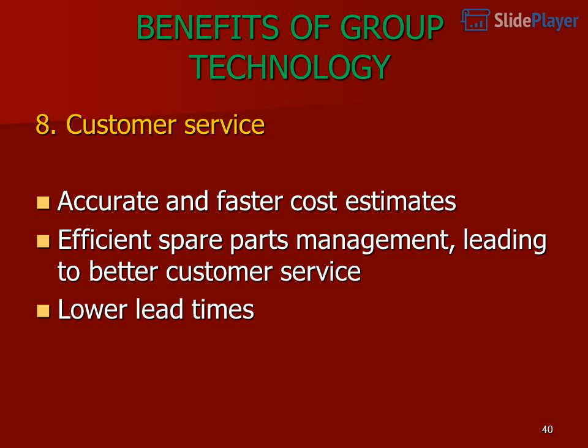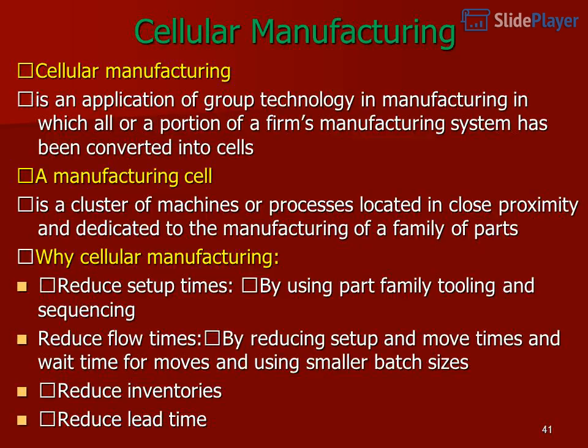Benefits of group technology. 8. Customer service. Accurate and faster cost estimates. Efficient spare parts management, leading to better customer service. Lower lead times. Cellular manufacturing is an application of group technology in manufacturing in which all or a portion of a firm's manufacturing system has been converted into cells.